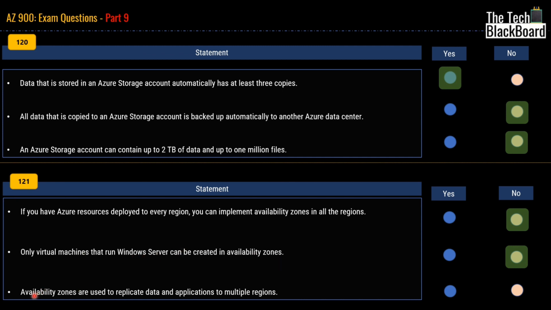Then we have the third statement, which says availability zones are used to replicate data and applications to multiple regions. Once again reiterating that availability zones, as the name also suggests, are there to build high availability for your applications. They are not used to replicate data. Thus the correct answer for this one is no.